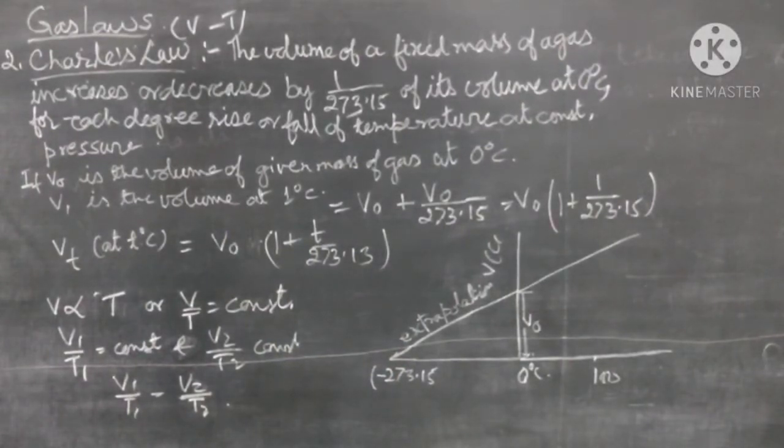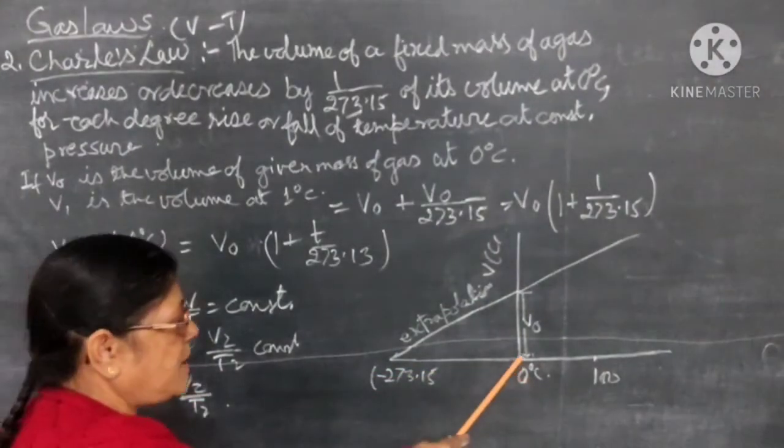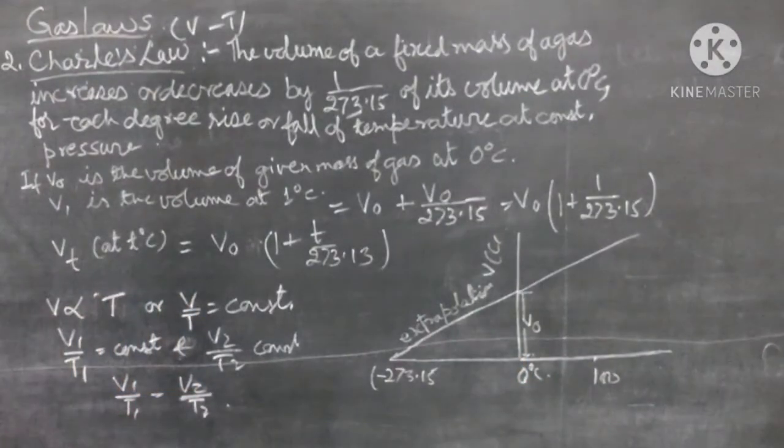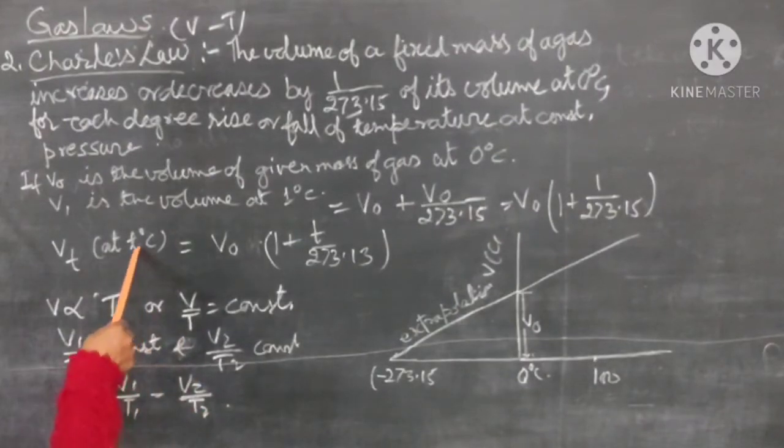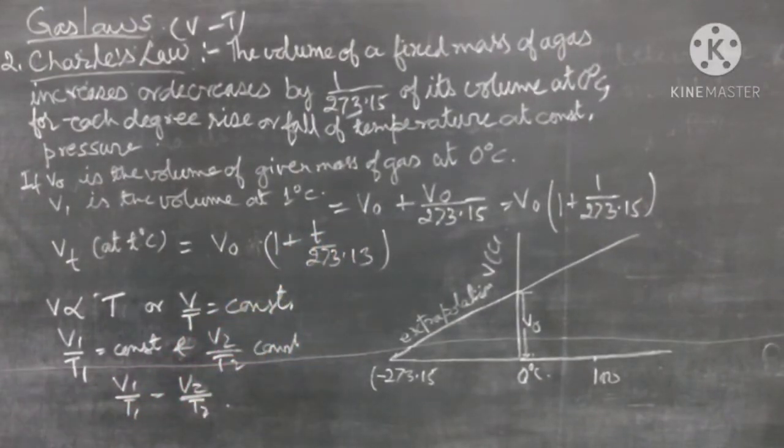By carrying out the similar calculation, it can be shown that the volume of the gas below 0 degree Celsius will be less than V0. In a similar way, we can show that if we move from here to here, there is a decrease in the volume by decreasing the temperature. Then we can write minus T, so it will be V0 (1 minus T upon 273.15). So if we decrease the temperature, there is a decrease in the volume also.